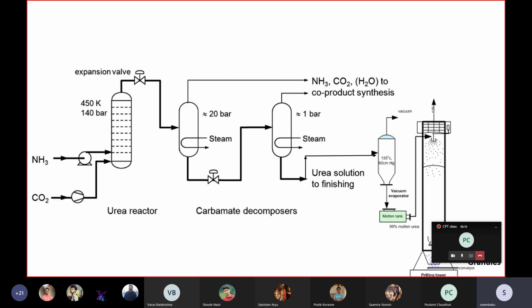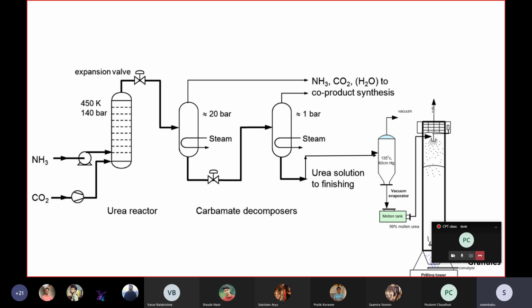So that's why immediately after leaving the urea reactor, the product stream undergoes a pressure reducing process, side by side with heating. Why do we have to heat? Urea at atmospheric pressure and temperature will be in the solid form. We want to make sure it is in liquid form for transportation purposes. So there will be intermediate heating while reducing the pressure.